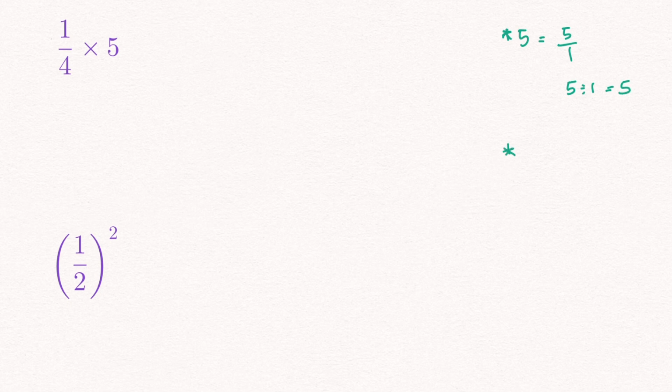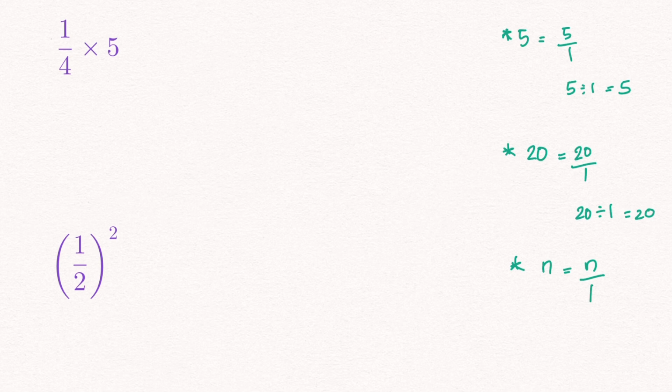We can put any number. So say, for example, if we have 20, 20 can be written as a fraction by putting a 1 underneath as its denominator, because 20 over 1 is the same thing as 20 divided by 1, and that equals 20. So any number, which I'll call n, can be written as n over 1.